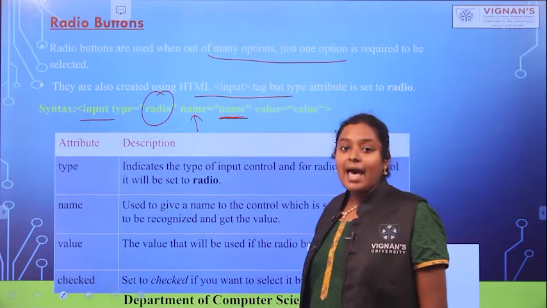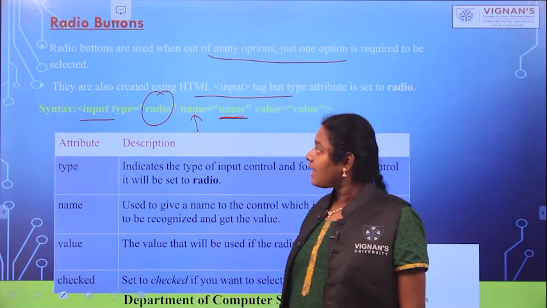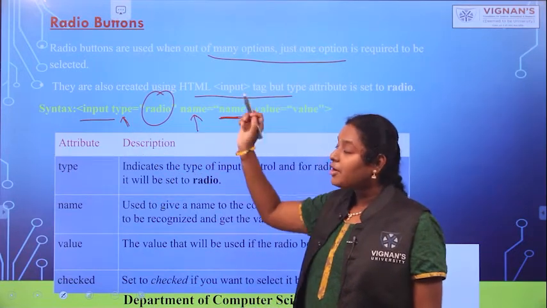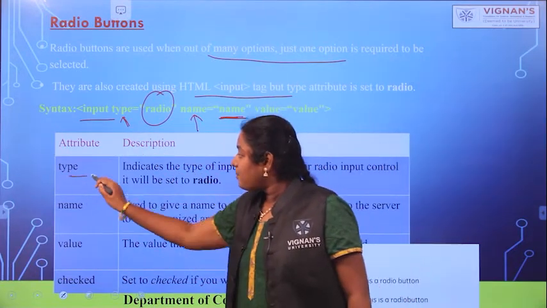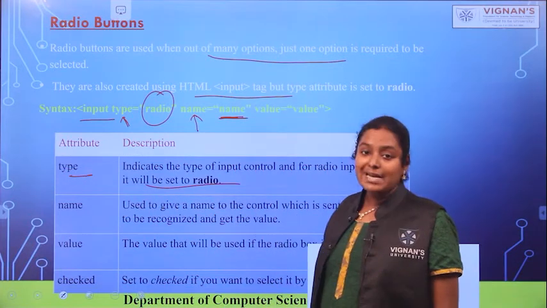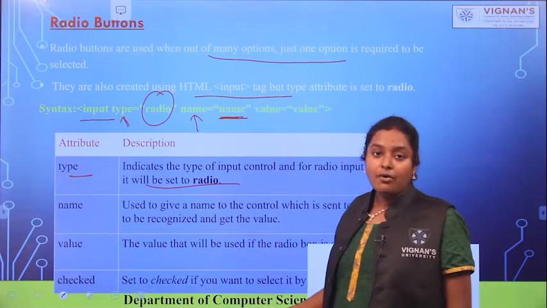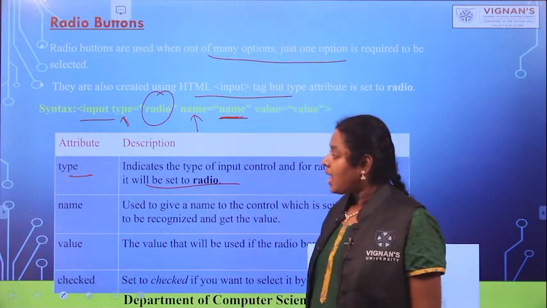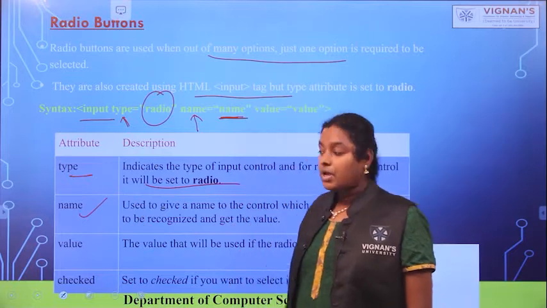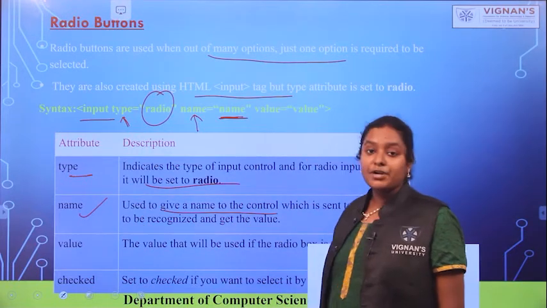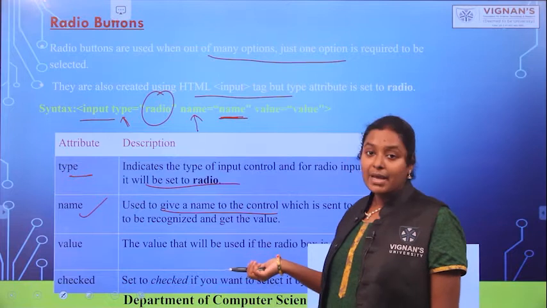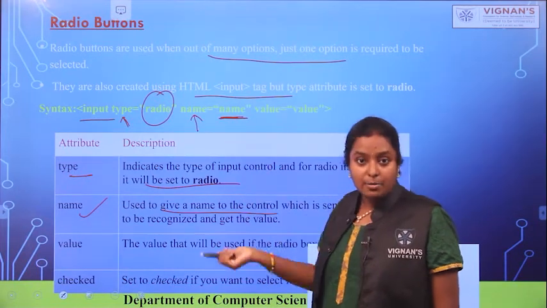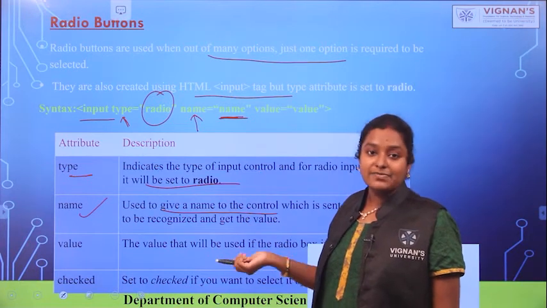Radio buttons have different attributes, like the type. So what is the value you have to give to the type? If you want to create a radio button, you must always set the type to radio. And what is the purpose of the name attribute? It is the name given to the control. So what is meant by control? Control is nothing but a form control, either a radio button or a checkbox or a text field like that.